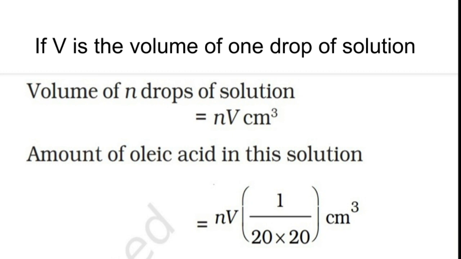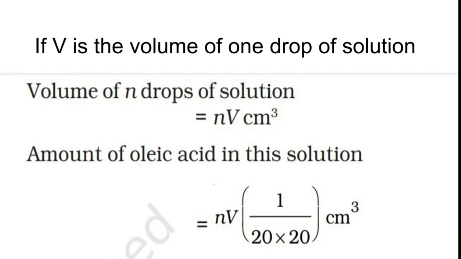Now, suppose V is the volume of one drop of the solution. So, we are using a measurable dropper and one drop of solution has the volume V. So, n drops of solution will have a volume n into V.